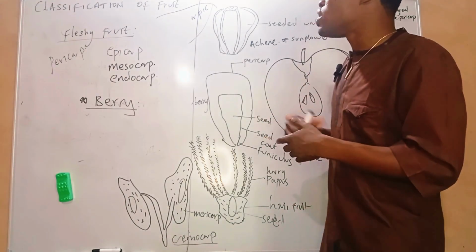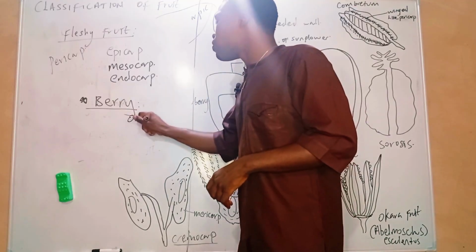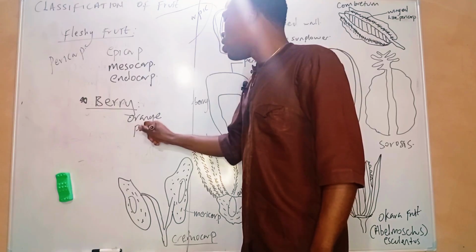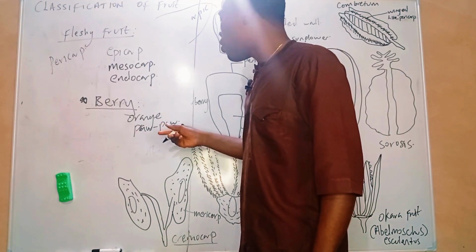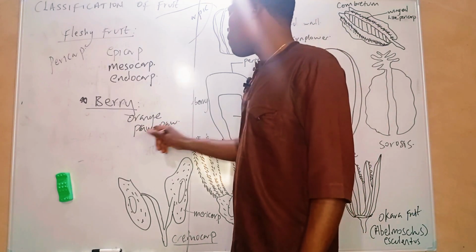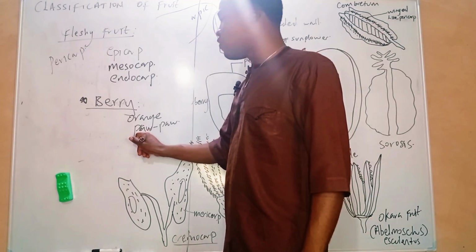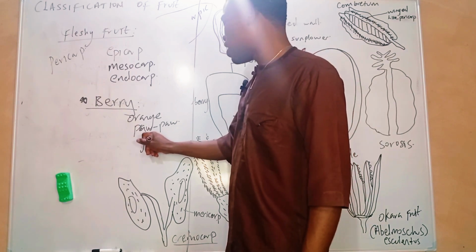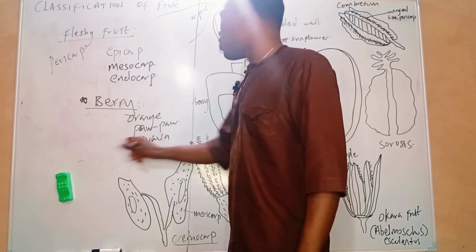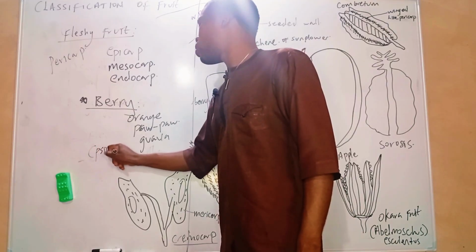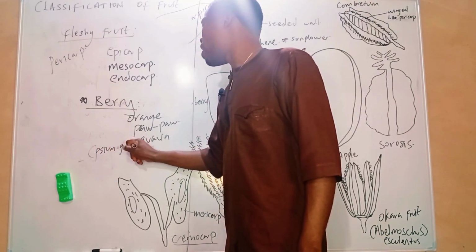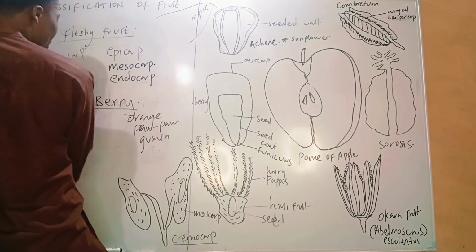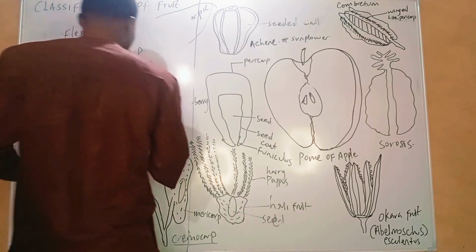So examples of berry include the orange, the purple, and the guava, Psidium guajava. That is the botanical name for guava. So that will not be necessary. Just quickly, let's look at it.